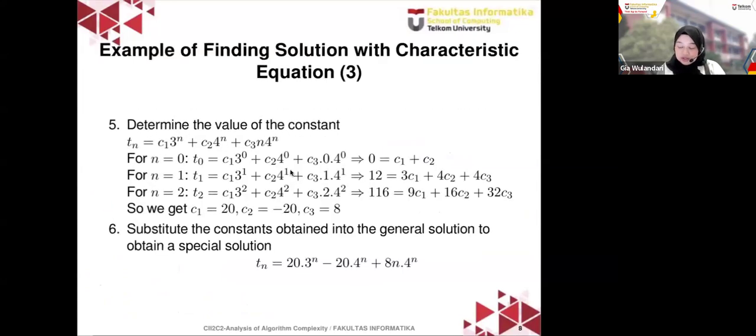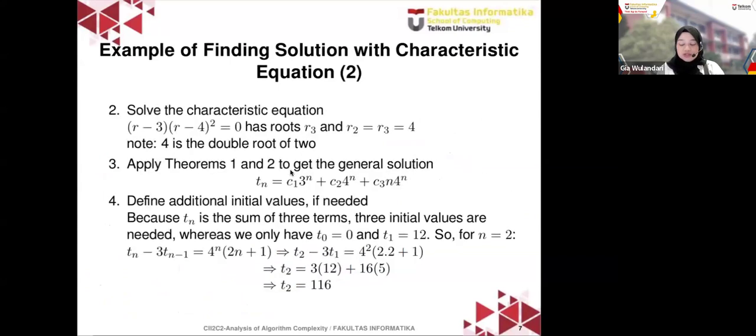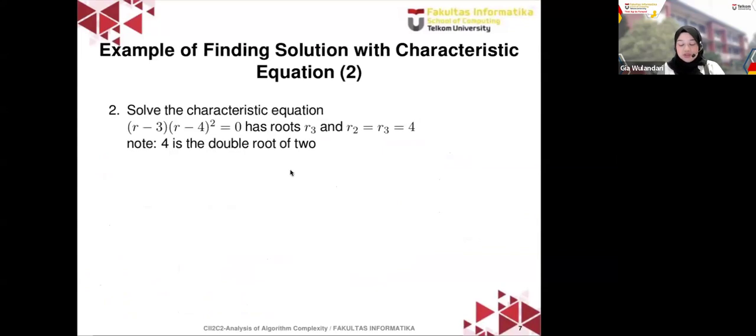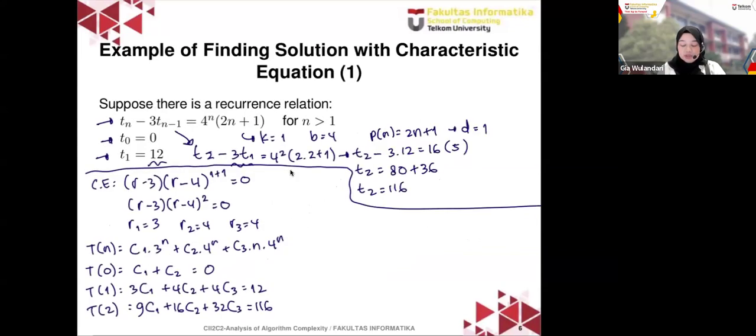And we will get that C1 is 20, C2 is minus 20, and C3 is 8 from the substitution and elimination. And from that, we can just substitute the value to the general solution we have. Okay, is there any question for this?